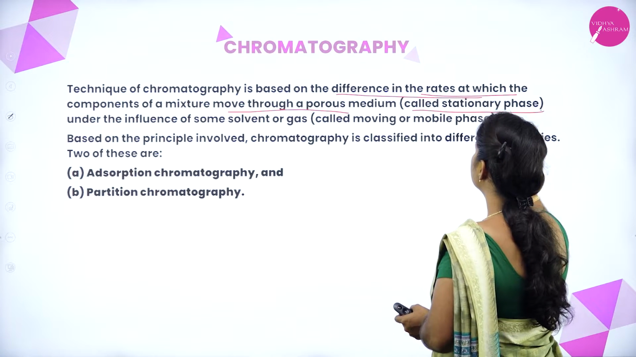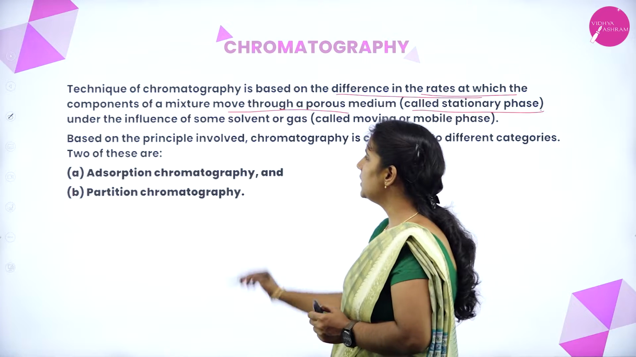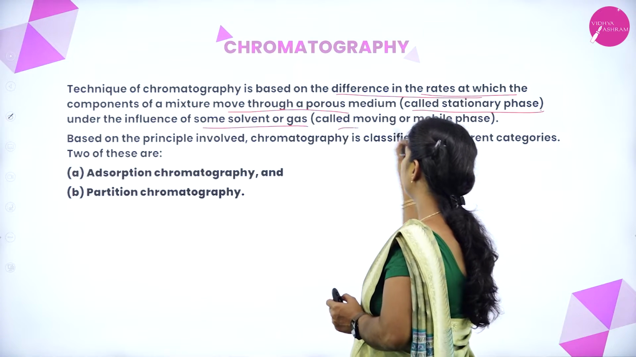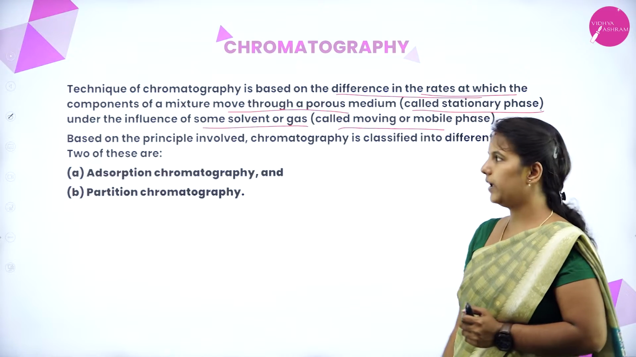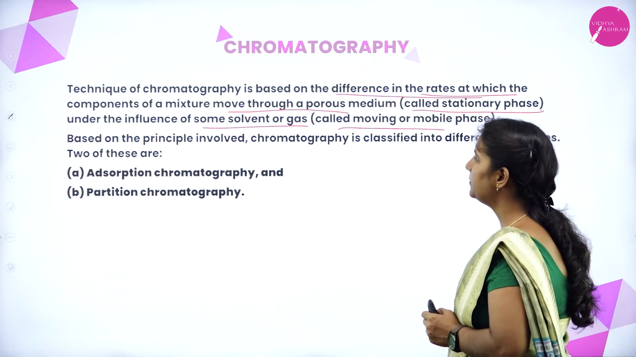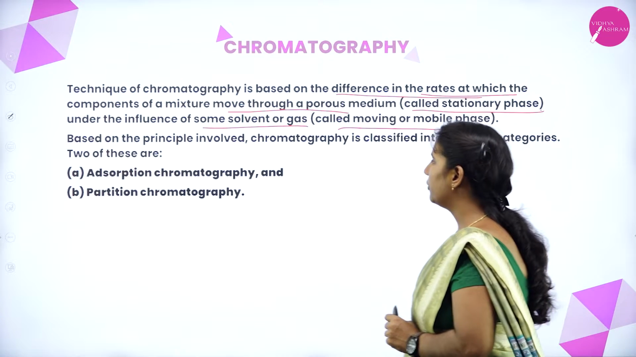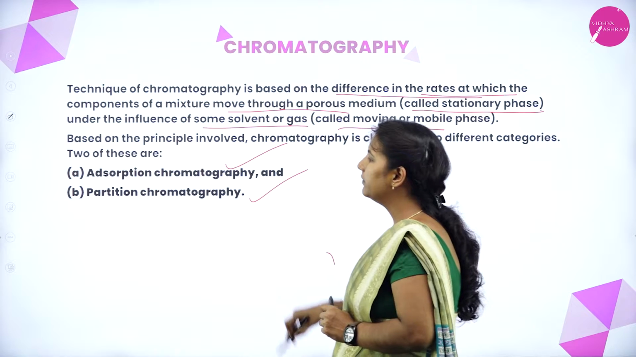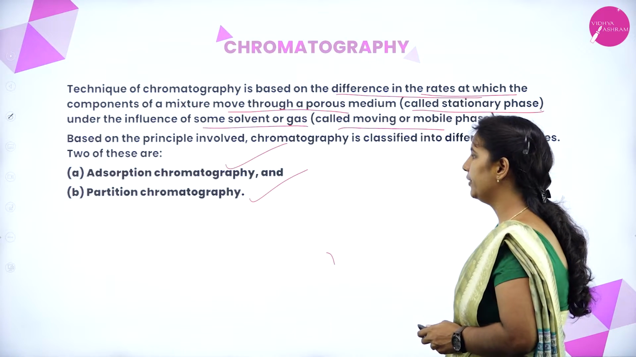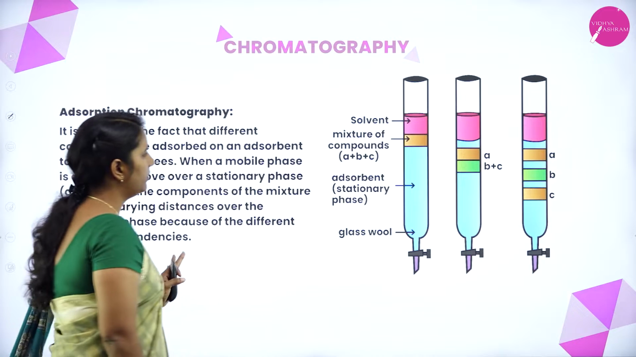So, it is called as what? Stationary phase. And under the influence of some solvent or gas, it is movable, hence it is known as what? Mobile phase. Based on the principle as I explained, we have two chromatography techniques. One is adsorption chromatography, the other one is partition chromatography.